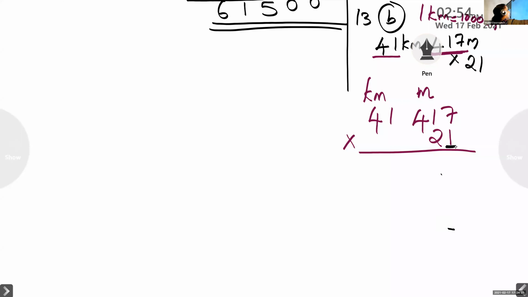1 into 7. Any number multiplied with 1. 1 into 7? 7. Very good. Okay. Now 1 into 1, 1. Same number. Any number multiplied with 1, you will get the same number. Okay. 1 into 4, 4. Again, 1 into 1, we have 1. 1 into 4, 4. Okay, so the first row is over.